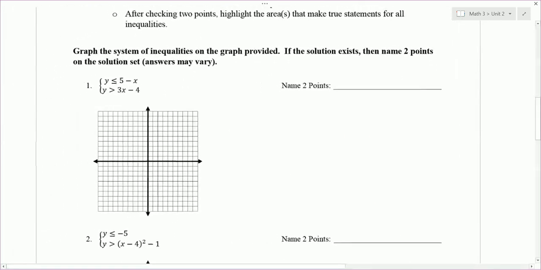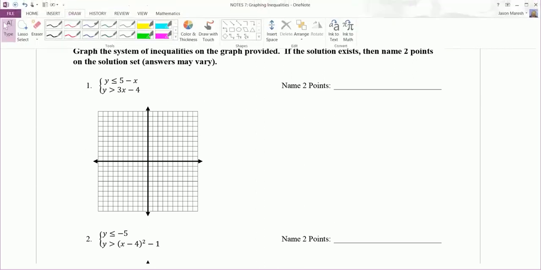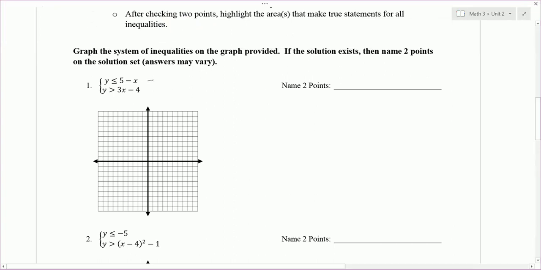It says to graph the system of inequalities on the graph provided. If the solution exists, then name 2 points on the solution set, and we'll see the answers may vary. So we have 2 equations, and I'm going to try to color coordinate here for you. The first equation that we're going to graph, and I'm just going to use an equal sign because you're used to seeing that, and then we'll take into account the inequality sign. So say we had y equals 5 minus x.